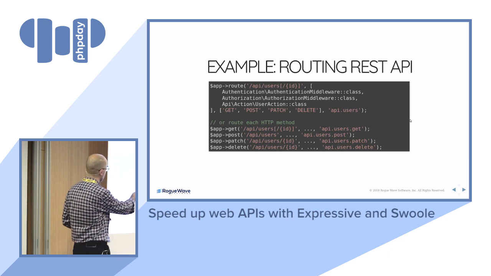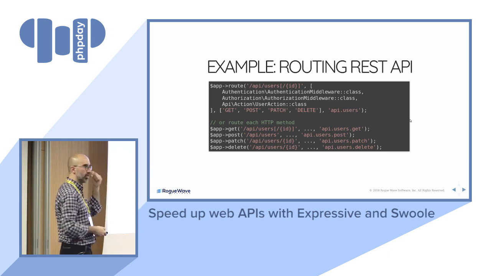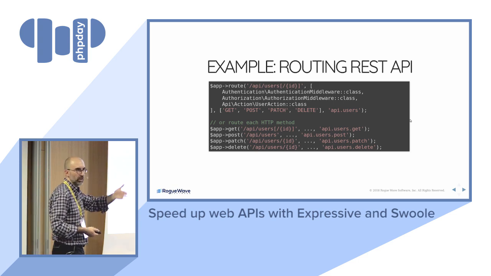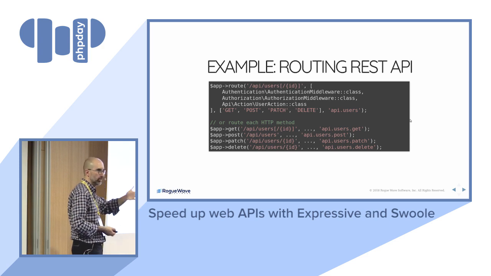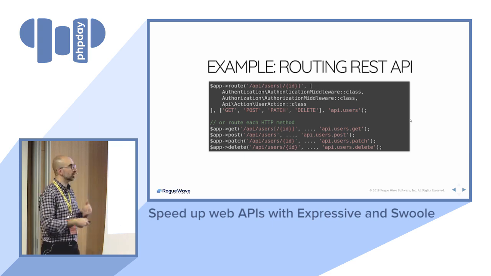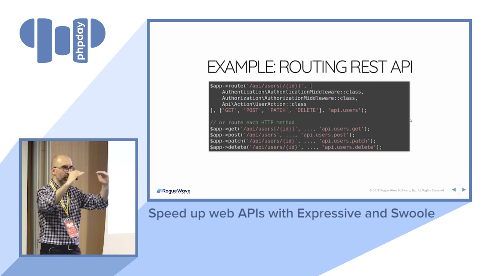So we use this syntax. As you can see here, we say, okay, $app, if you remember the first example, is the instance of the application itself. So we are just configuring some routing here. There is the route method that we use. This is the URL. The second parameter is an array of middleware or user actions that are actually request handlers that you need to execute in order.